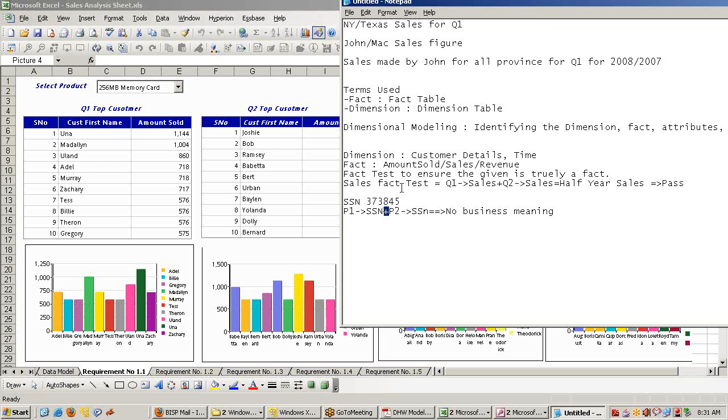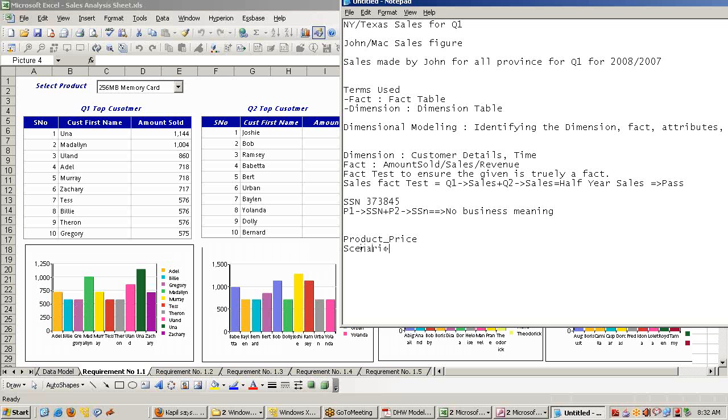This is a very high level test of whether the member is a fact or not. There can be some very peculiar examples where the member can be a fact and can be a dimension. I'll tell you one example, like product price. Product price could be a fact and could be a dimension.